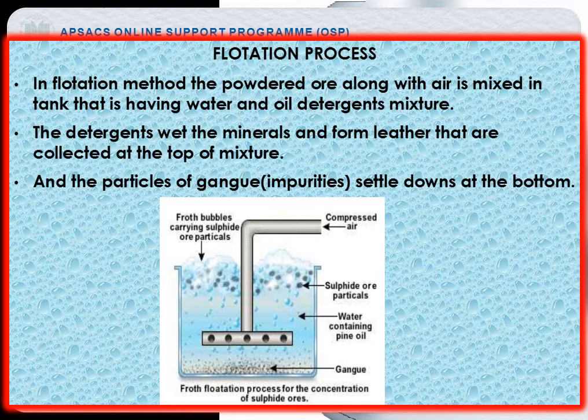Basically in this process, the oil detergents absorb the minerals that are collected or form a lather and come at the top of the container, so they are collected and from there we extract the metal, whereas the impurities or gangue settle down.